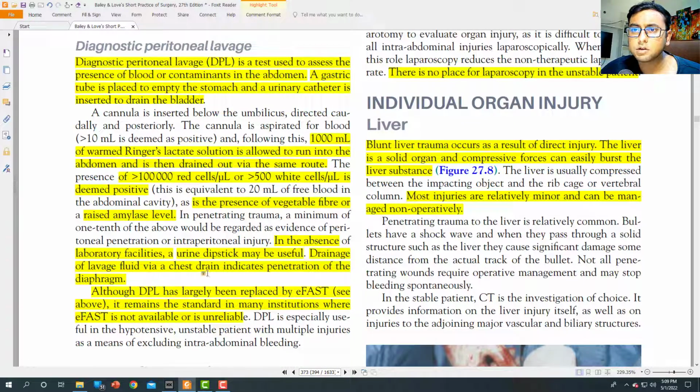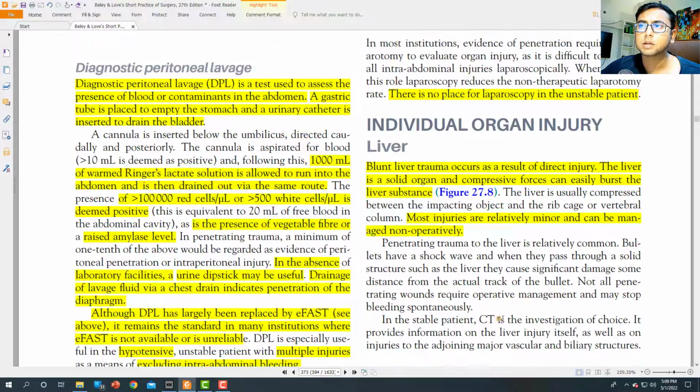So diagnostic peritoneal lavage has already been replaced by EFAST. So nowadays diagnostic peritoneal lavage is not done. In that case, EFAST is an alternative, especially used in hypotensive patients with multiple injuries, to exclude intra-abdominal bleeding.